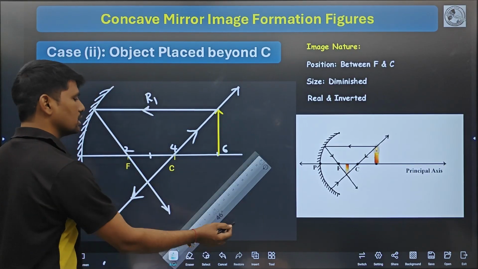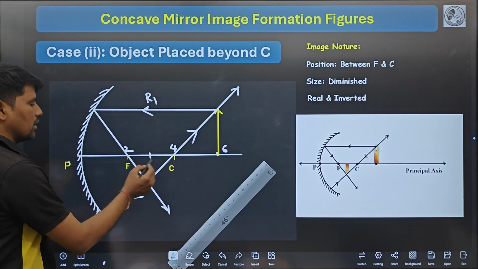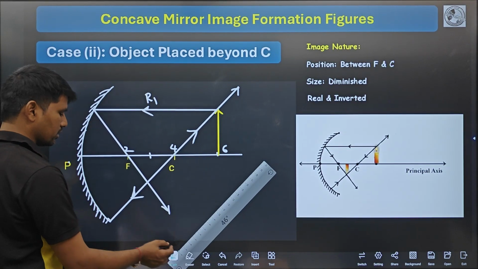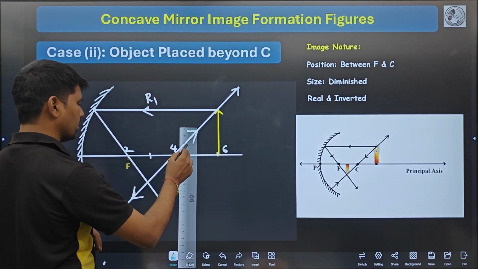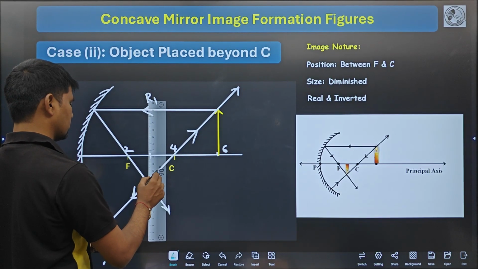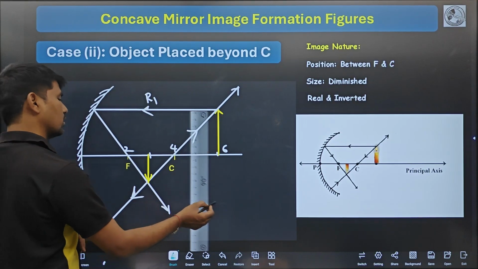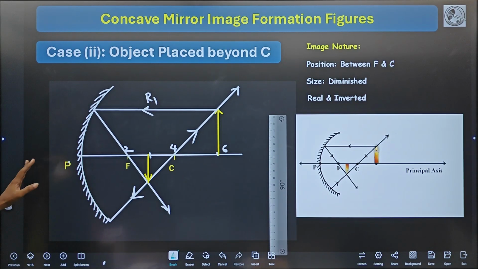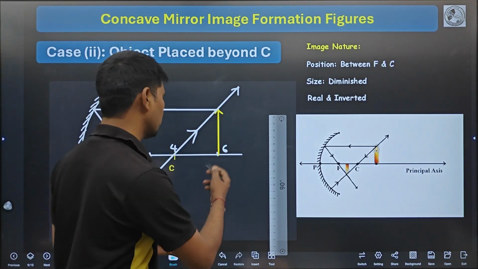Now this is the candle object, right? Where is the image formed? The image is formed between F and C. See here, the image is formed between F and C. So this is the image formation figure when the object is placed beyond C.